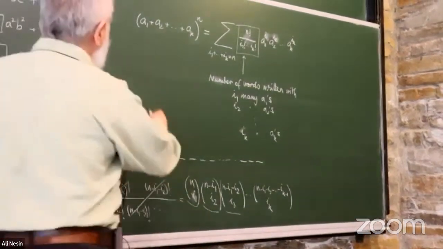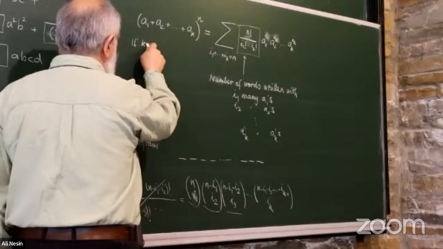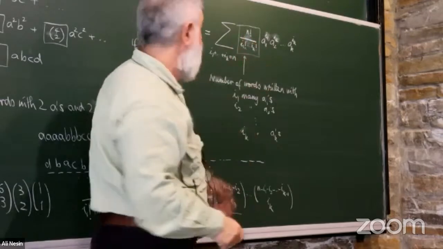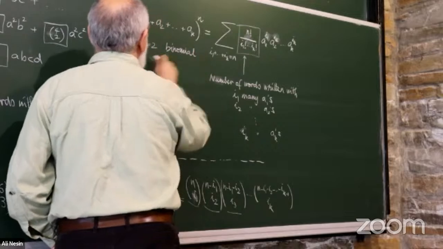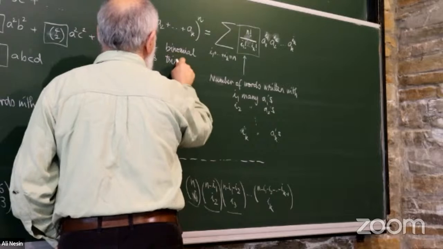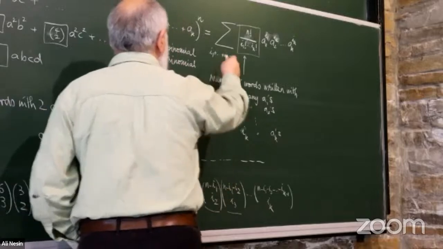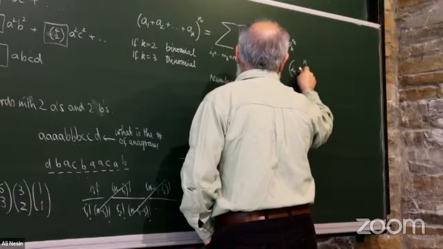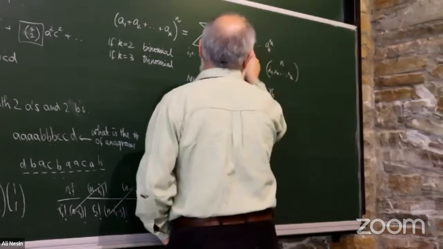If k equals 2, they're called binomial coefficients, as you know. Binomial theorem is called something. If k equals 3, you can call them trinomial coefficients. This is denoted by n choose i1, i2, up to ik.